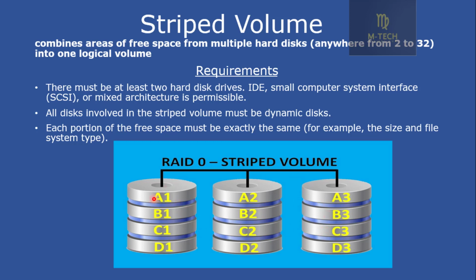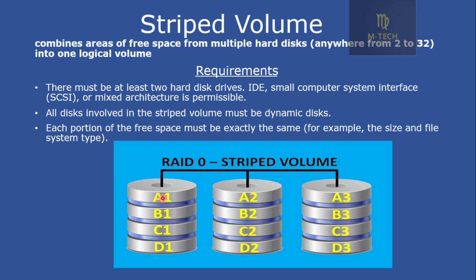So you can see that here is A1. A1 is data that has been put into the volume. So it's the same data which has been stripped. So we have A1, A2, A3. So let's say you have a file size of 6 megabytes. So 6 megabytes will be stripped.